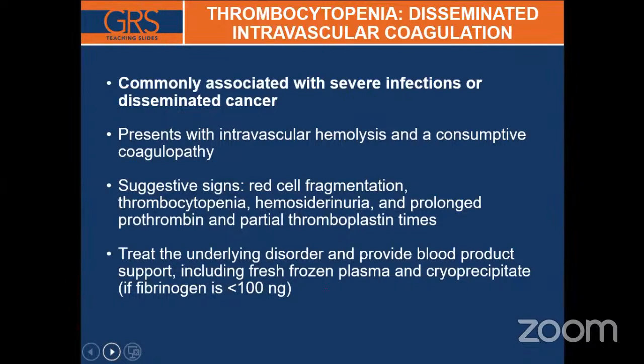How you would approach DIC is you need to understand why it's happening in the first place. What's the cause of DIC? You need to treat that or try to manage that as best as you can. You also need to provide blood product support because it's a consumptive coagulopathy and there's intravascular hemolysis and thrombocytopenia. You could give fresh frozen plasma. You could give cryoprecipitate if the fibrinogen is less than 100. You could also give RBCs. That was actually one of my questions on Step 2, because I had a patient with DIC and I had to give him RBCs. Next slide, please.